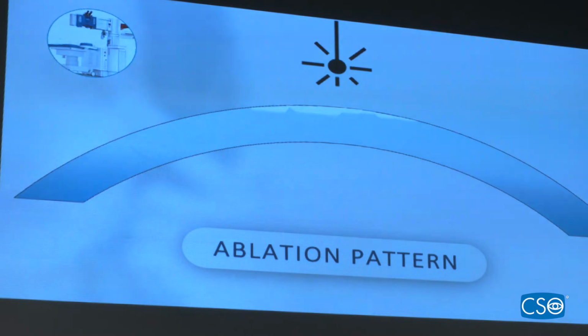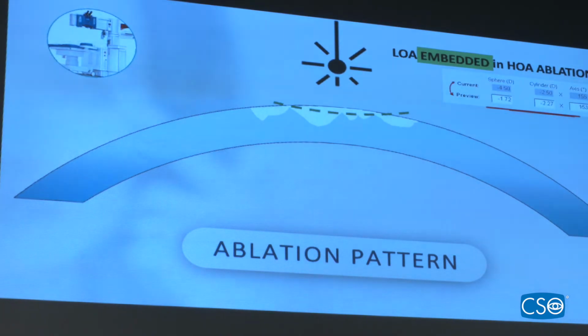Okay. So this is the trick, and if you look at what our lasers do when we do customized treatment, basically this is a customized treatment, and that's the lower order aberration embedded in it. So if the laser is going to treat some coma and some spherical aberration, it will induce a refractive change. It will induce an astigmatic change with some spherical change.